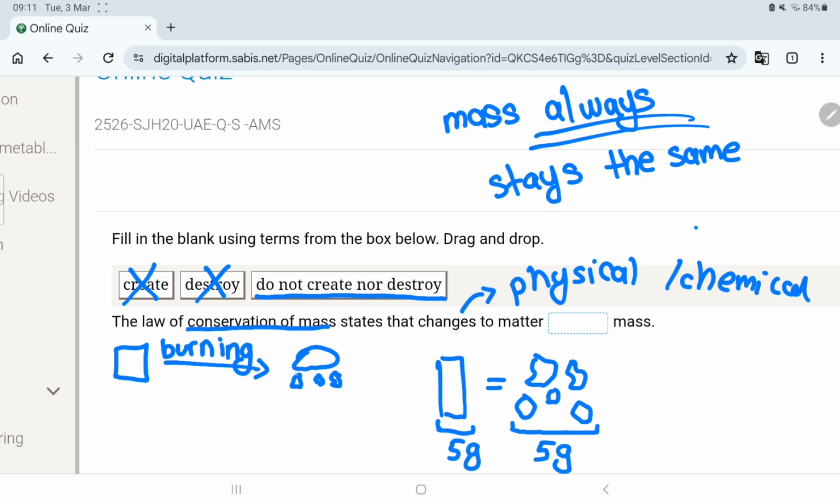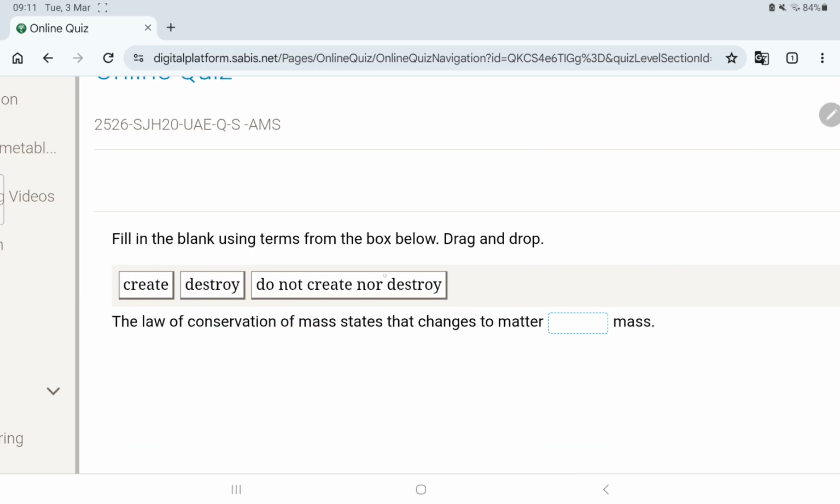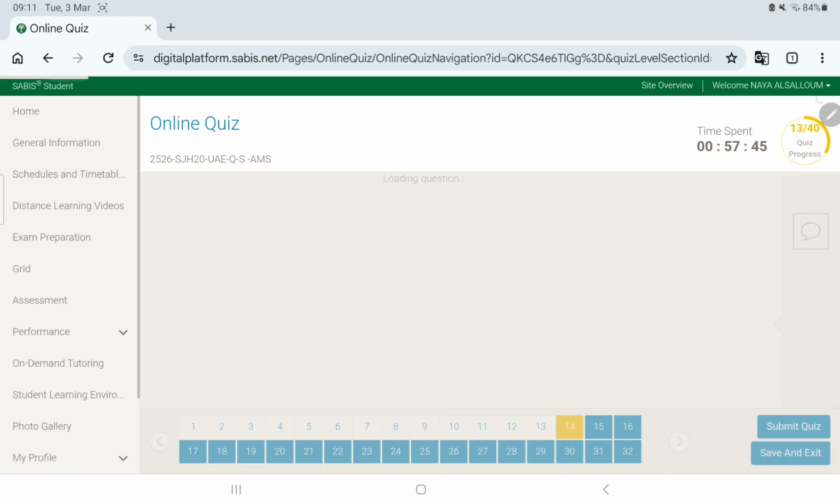Guys, the smoke, although it's a gas, gases are matter, so don't ignore their mass. And let's say the mass of the paper was 5 grams. The mass of the ashes and the crumbles and the remains of the paper will also be 5 grams. Did you remove mass? No. Did you add more mass? No. So in other words, mass is neither created nor destroyed. Okay? So changes to matter do not create nor destroy the mass.